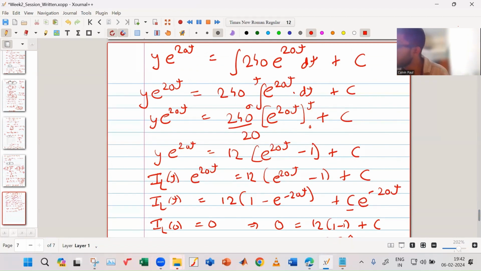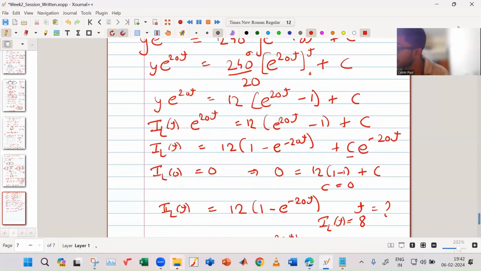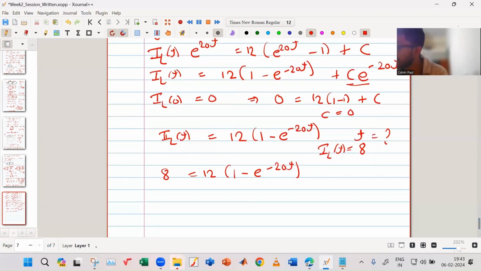Then I know the initial condition of my inductor current, which I got, so I substitute time t equal to 0, and I find that the value of C comes out to be 0. Then my equation of inductor current is just this, because this part becomes 0 and gets neglected. Then in the question, I want to find the time at which my current is 8. So I put IL of t equal to 8 in this equation, and when you solve it, you will get the time at which the current becomes 8 ampere.